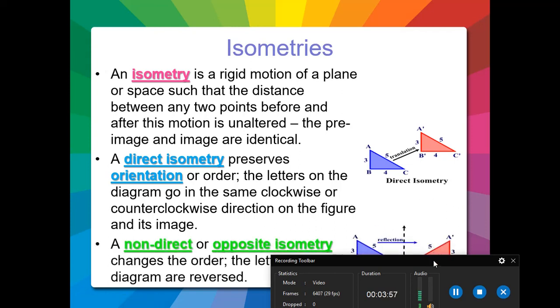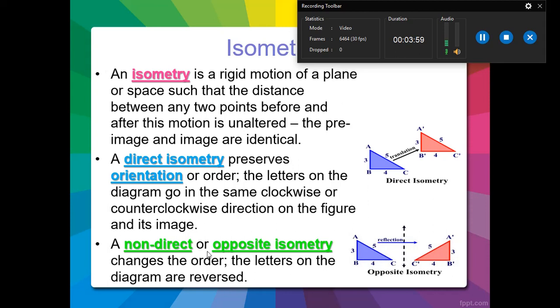Some transformations do not preserve orientation, so this would be called a non-direct or opposite isometry. You still have a congruent image, it's just that it's sitting in the opposite direction, and the letters have all been reversed.